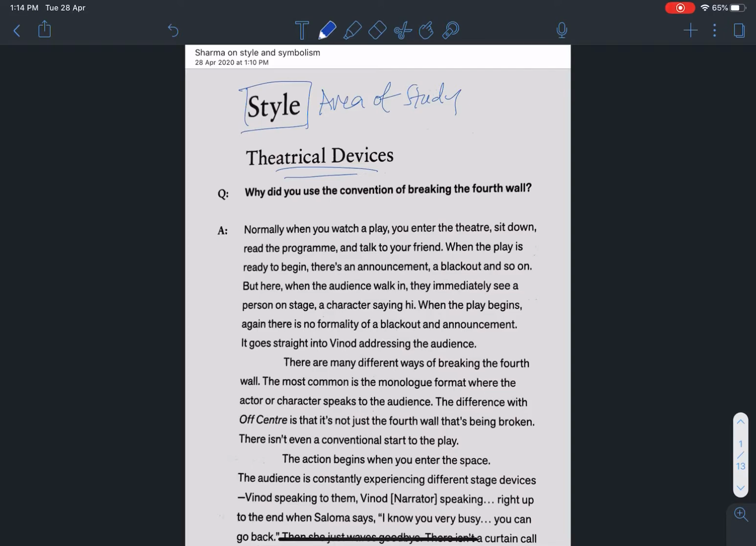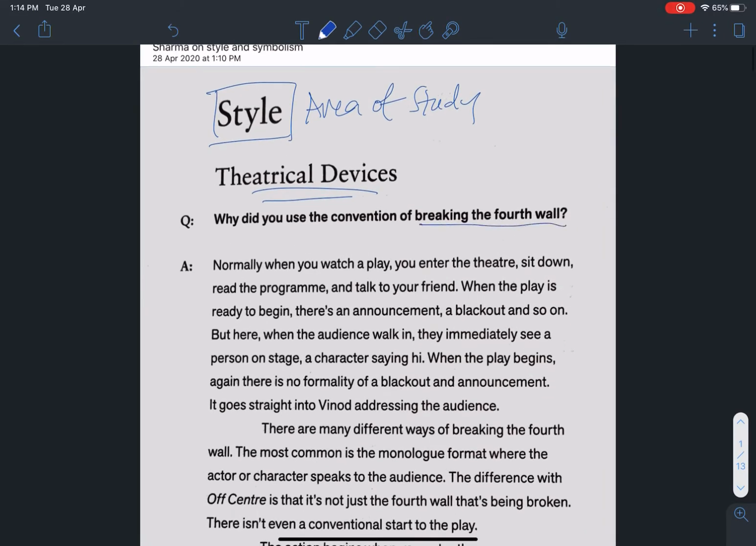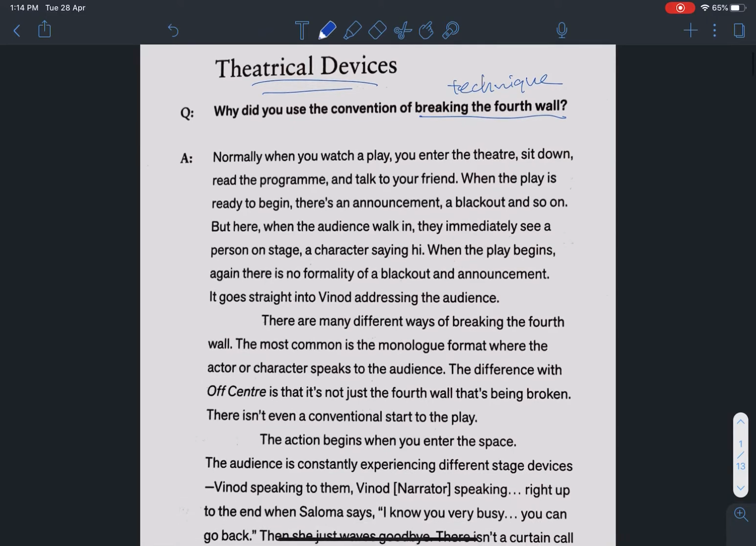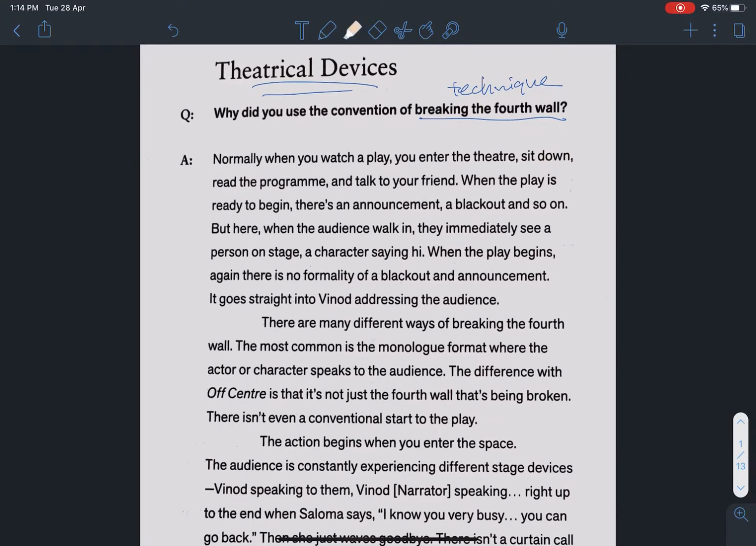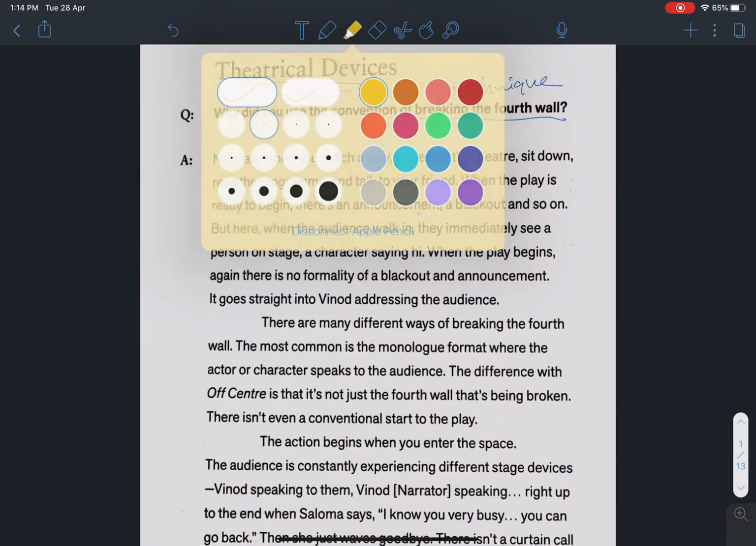Okay. So there's a convention of breaking the fourth wall. So I can highlight, I can say this is a technique I should pay attention to. Okay. So I read through. Okay. And the interviewee is telling me about what's going on. Okay, there's no formality of a blackout and announcement. Okay, so I pick out something new that I am figuring out. There is no formality.